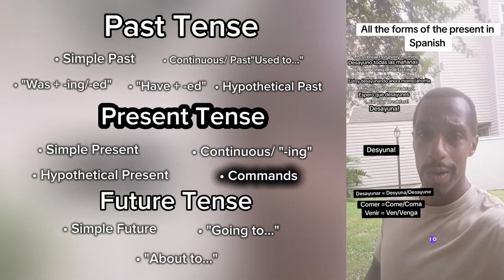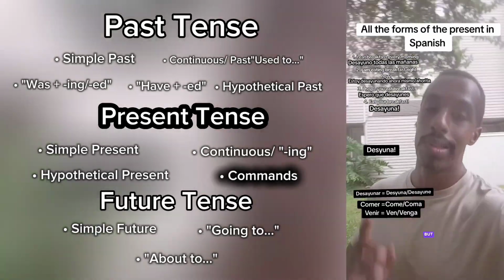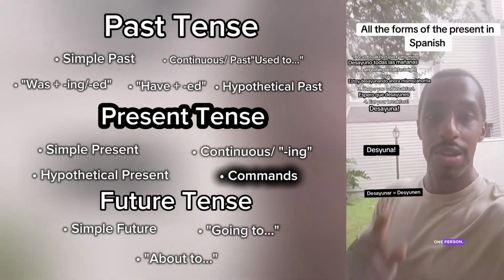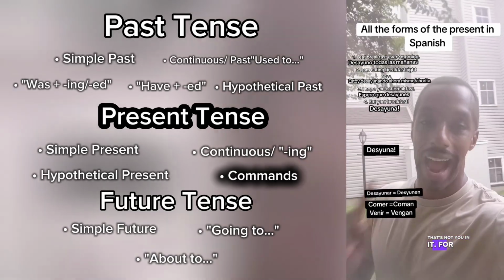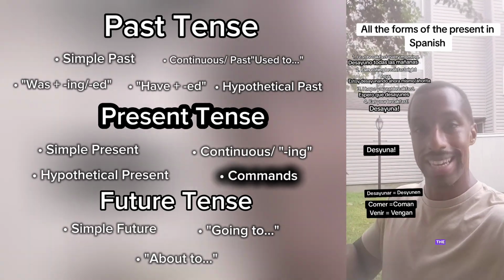For ER and IR verbs, it's the same thing. You drop the ER or the IR and you just replace it with the E. But no, that's when you're talking to one person. For AR verbs, if you're talking to more than one person, you change the A to E and then you put an N at the end. For IR and ER verbs, it's the same thing. Put an N at the end and you change the E to A.